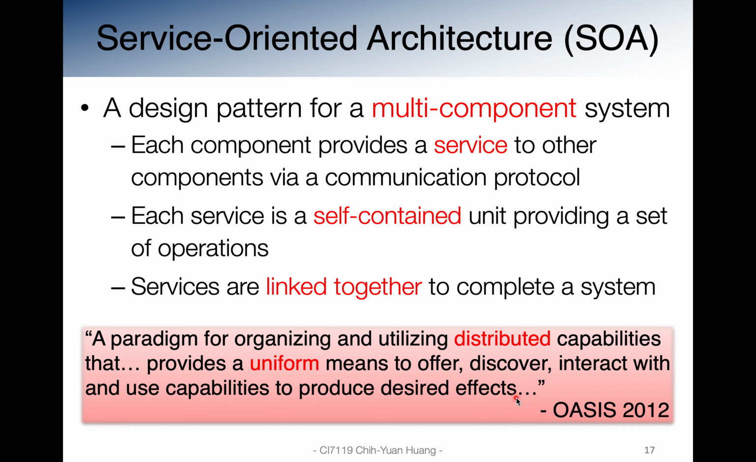So I highlighted some of the keywords here. The first keyword means that the SOA architecture is a distributed system, and the components exist individually and independently. Then you need a uniform way to integrate them together, so that in total they can provide the desired functionality for the users.